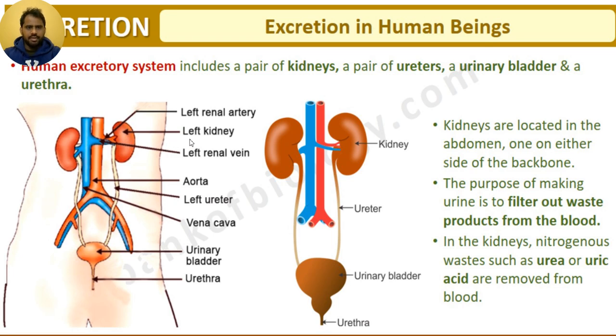Left renal artery, left kidney, left renal vein, aorta, left ureter, vena cava, urinary bladder, and urethra. Kidneys are located in the abdomen, one on either side of the backbone. Why is urine made in the human body? The purpose of making urine is to filter out waste products from the blood. In the kidneys, nitrogenous waste such as urea or uric acid are removed from blood.